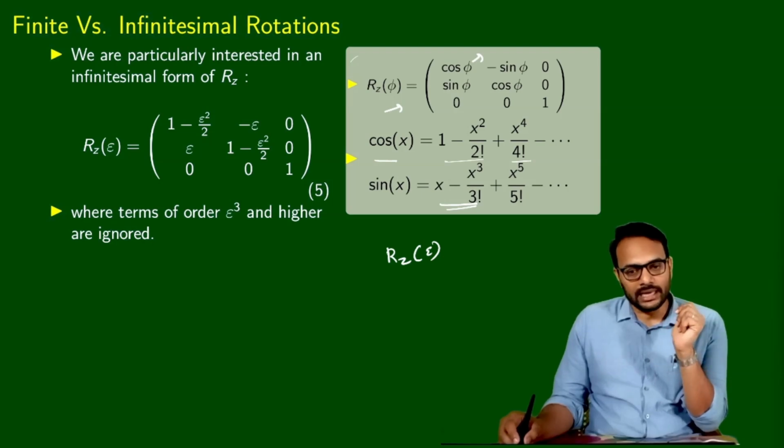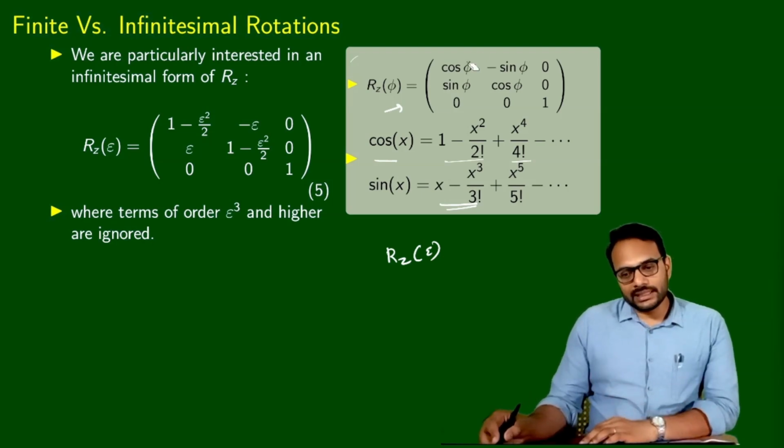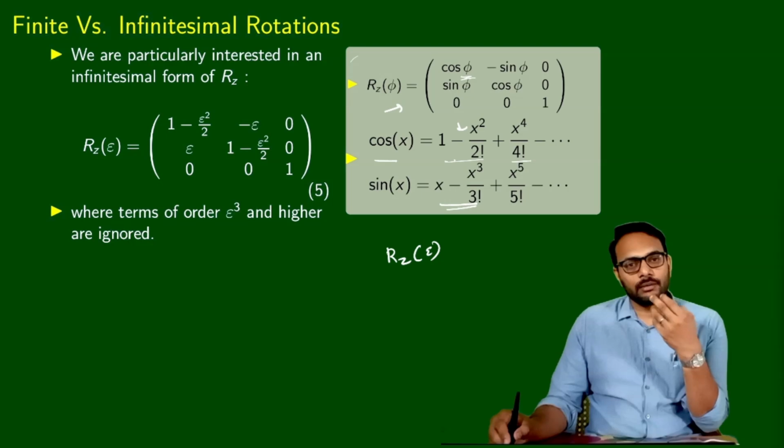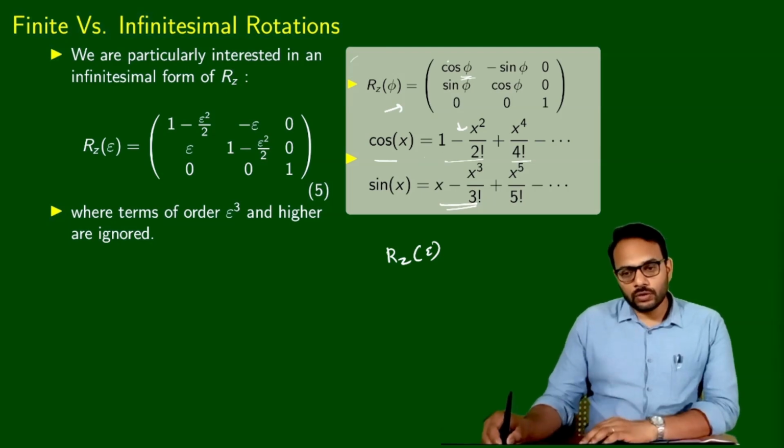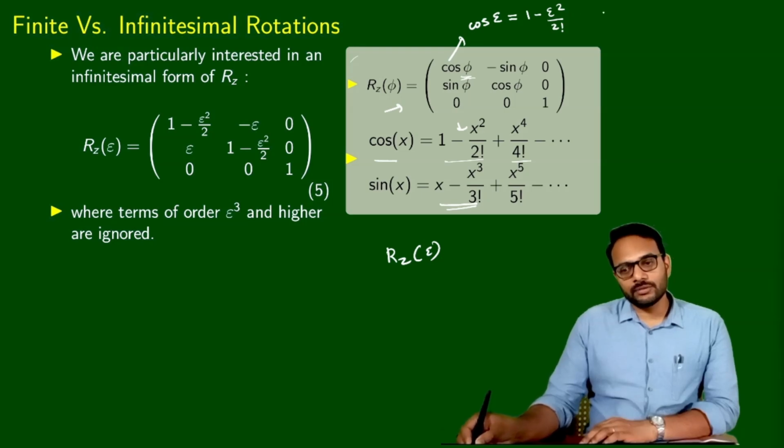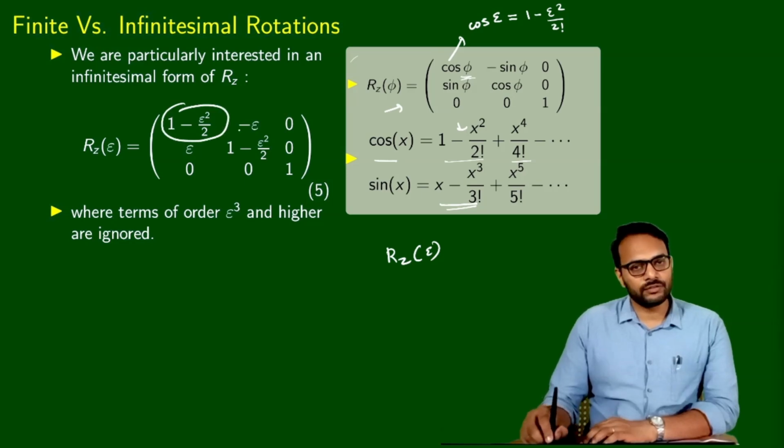It's an infinitesimal angle. So what we do is that we write epsilon instead of phi here, and then use this expansion, retain only up to the second order terms in epsilon. So we'll retain only terms up to epsilon square. So cos phi here would become, for example, cos epsilon, which can be written as 1 minus epsilon square divided by 2 factorial, and the other terms are higher order terms, so we neglect them. So that's a term here in Rz of epsilon.